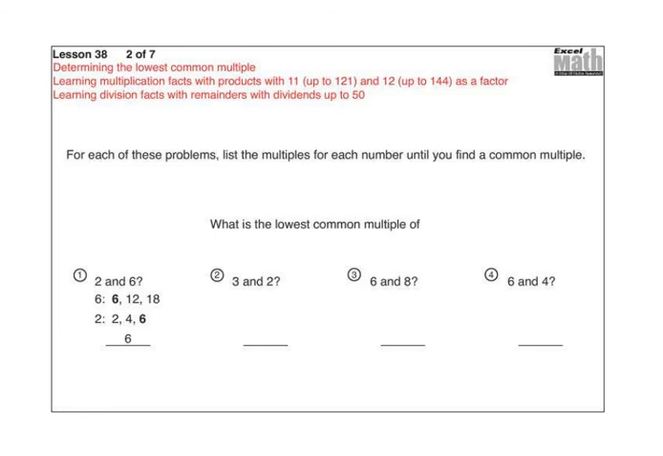All right, let's take a look at some more problems. Lowest common multiple of 2 and 6. Here are the multiples of 6: 6, 12, 18, 24. Multiples of 2: 2, 4, 6, 8. Well, we don't have to put 8 down there, but the lowest number that shows up in both lists is a 6.